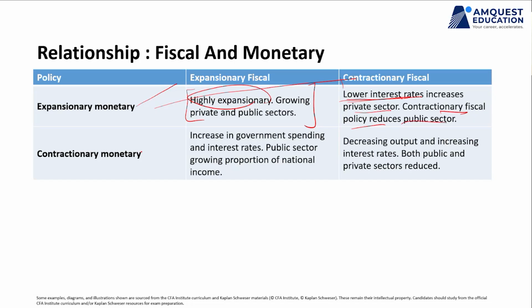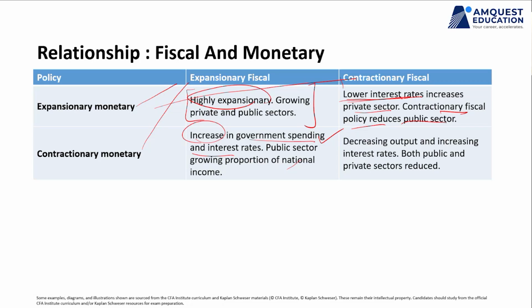If the policy is contractionary for monetary but fiscal is expansionary, that means there is more increase in government spending and interest rates, and therefore there is more proportion of national income. Clear? Because fiscal policy should be increased for more spending, interest rate, which is going to government. Clear? And output and interest rates move similarly, with the public sector included.